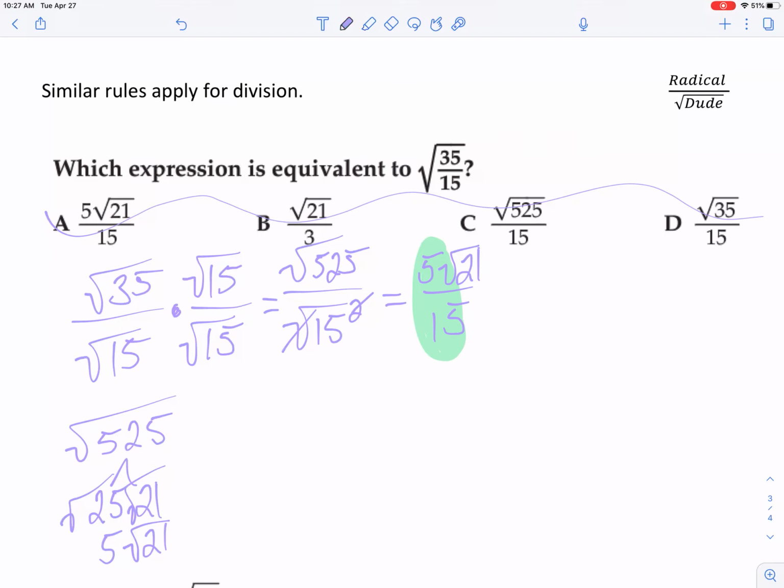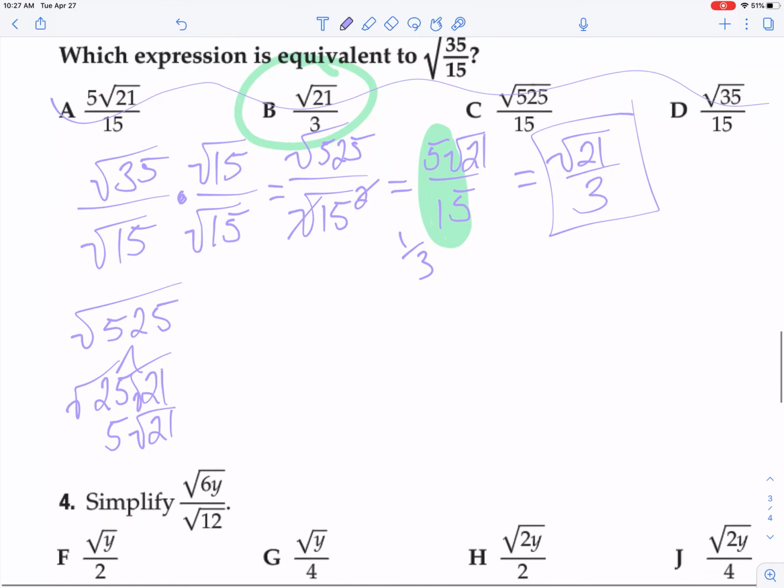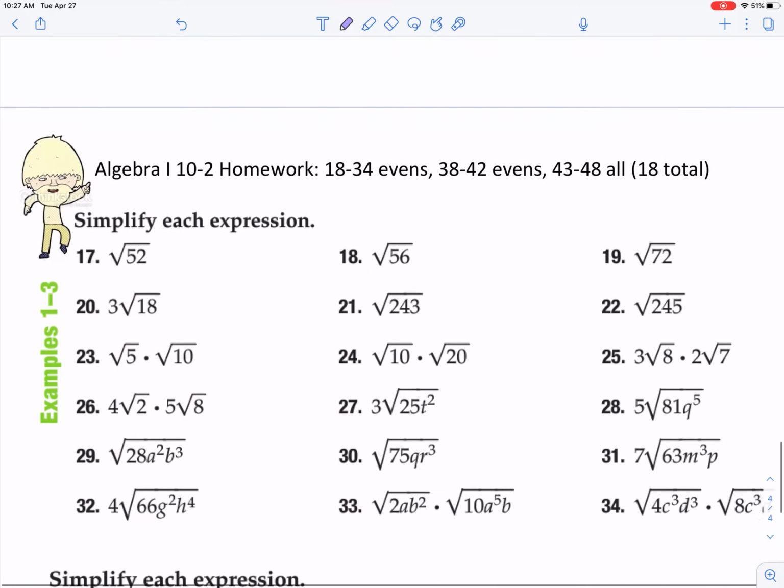So what I'm going to do is simplify that. That would be 1 over 3. So my final answer is root 21 over 3. And in this multiple choice question, I guess that would make that B. I'll do another one of these at the end if you want to see it. I'm going to go to the next type of problem real quick.